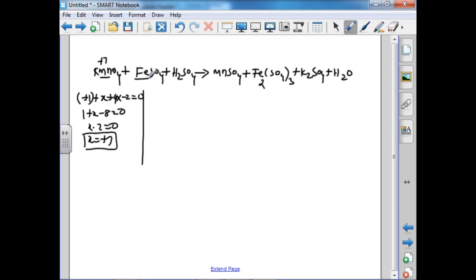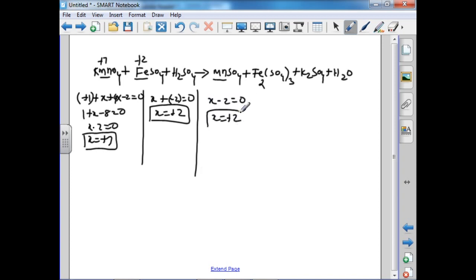Next, iron. So ferrous changed to ferric. Taking X as Fe plus sulfate minus 2 equal to 0, X equal to plus 2. Oxidation number of Fe in FeSO4 is plus 2. There is no change in hydrogen and sulfate. Next we are going to identify the oxidation number of Mn from MnSO4: X minus 2 equal to 0, X equal to plus 2.